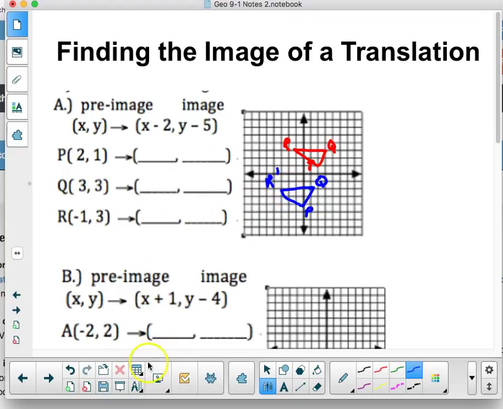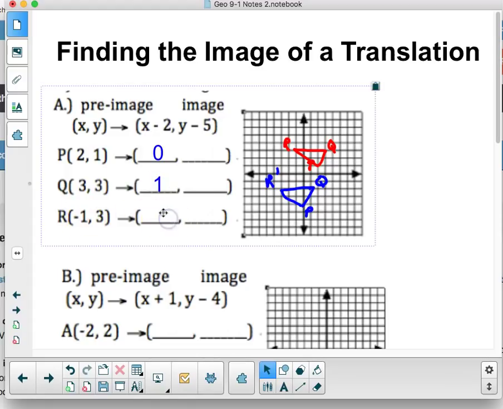Now, let's just double check to make sure that the points are right. I'm going to subtract 2 from each one of my x's. So 2 minus 2 is 0, and 3 minus 2 is 1, and negative 1 minus 2 is negative 3. I'm going to subtract 5 from my y's. 1 minus 5 is negative 4. 3 minus 5 is negative 2. 3 minus 5 is negative 2.